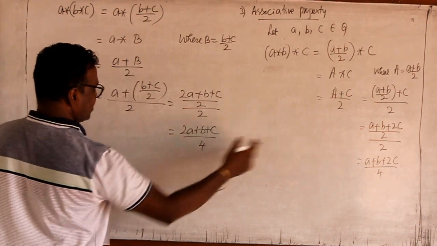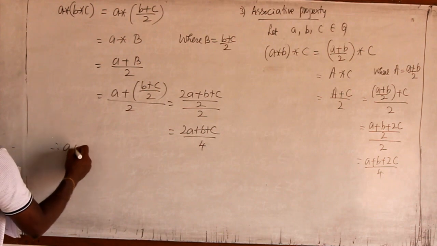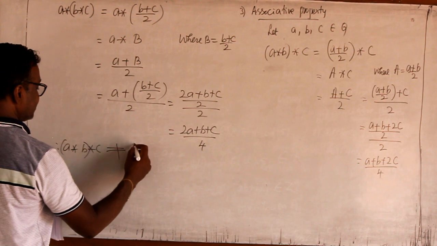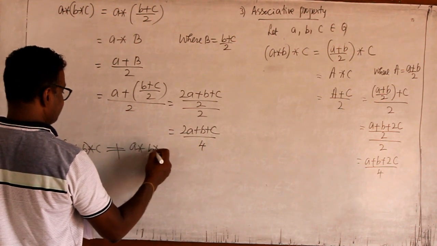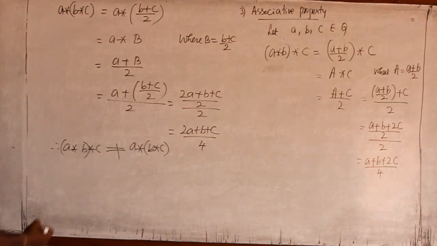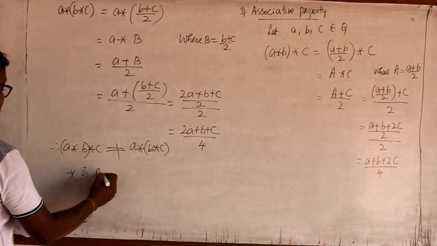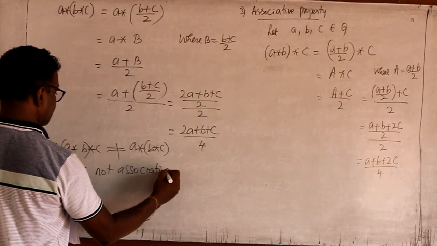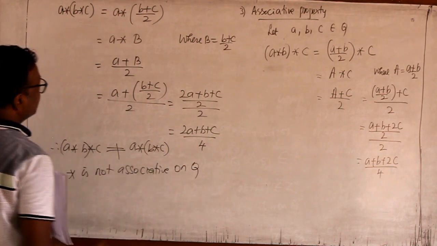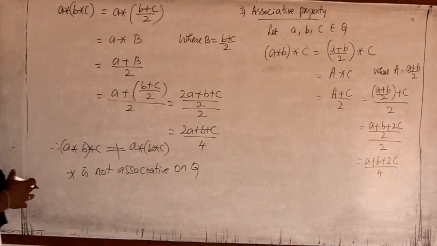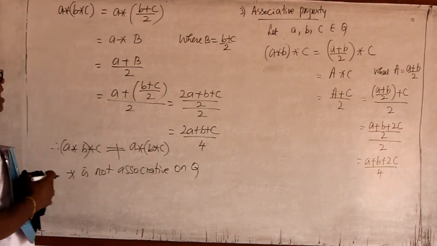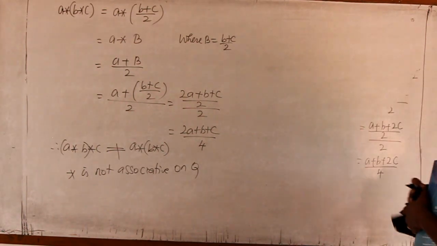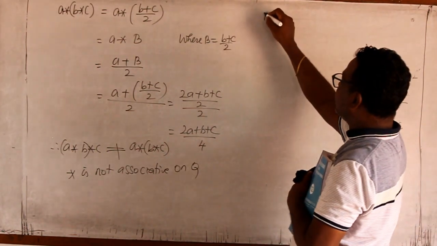But see, when you compare, they are not equal. Therefore, A star B star C is not equal to A star B star C with the other bracketing. Therefore, star is not associative on Q. So it is closed, it is commutative, but it is not associative. Now we shall go for the second question of the fifth problem. That is, I have to check the identity.